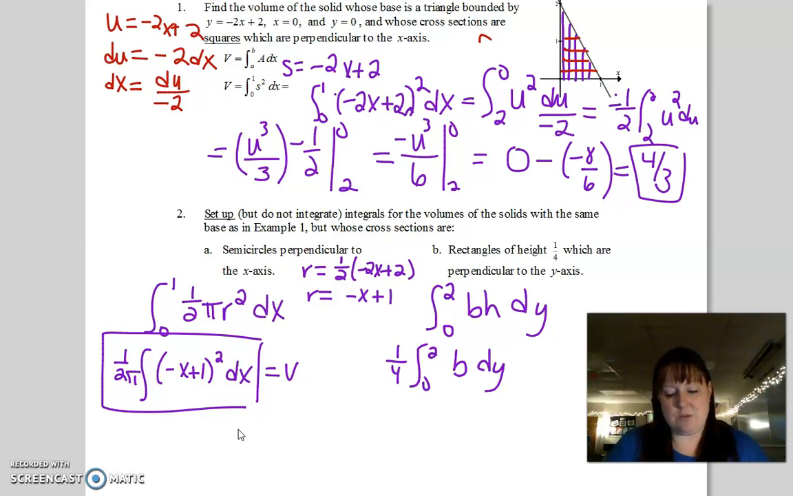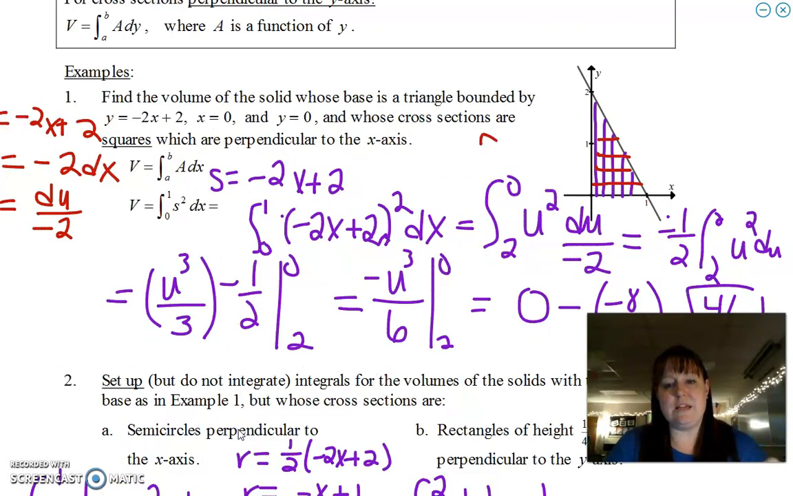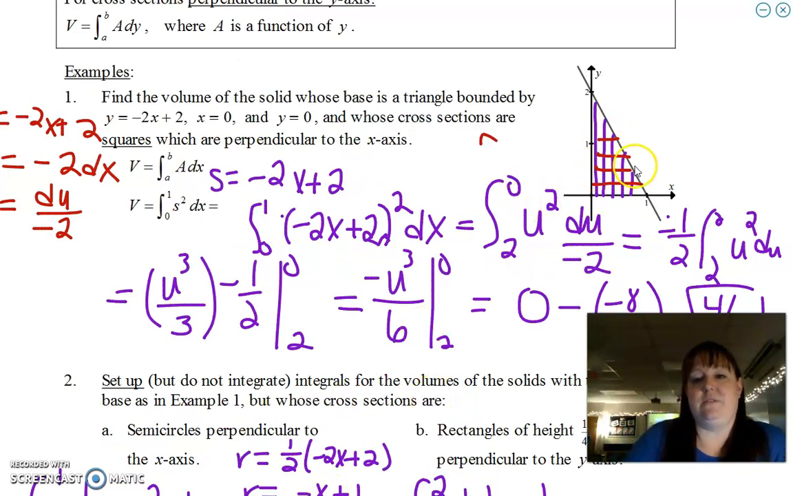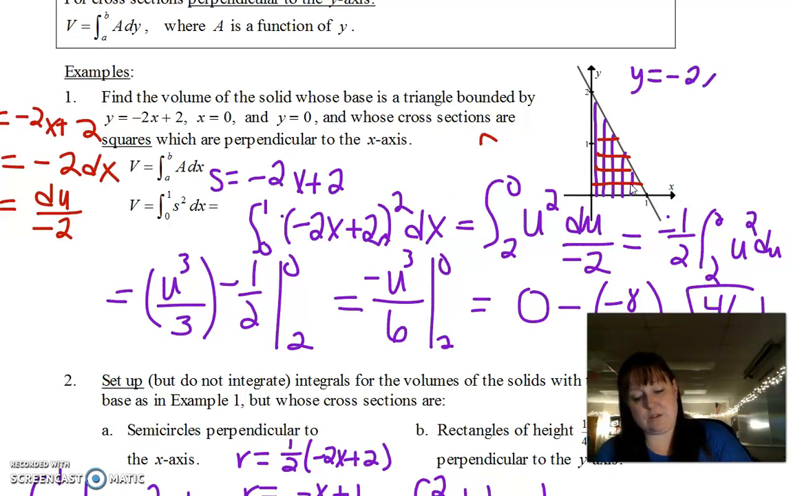So we're going to look up here at this, and we're going to realize that the base is this, left minus right. The base is really this function right here. And so we want this in terms of y. Right now, we have it in terms of x. Right now, we have y equals negative 2x plus 2.